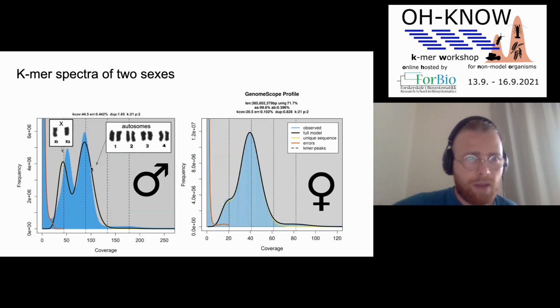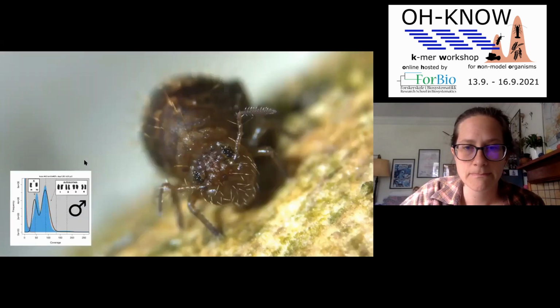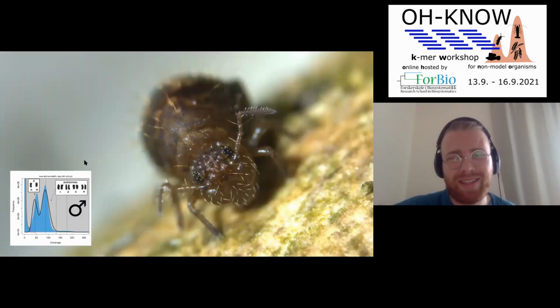So let's get back to males. There is one weird thing on this chimera spectra, right? Yes. This is how they look. These are globular springtails. I spent days and days just staring at those. Yeah, it's a good job.